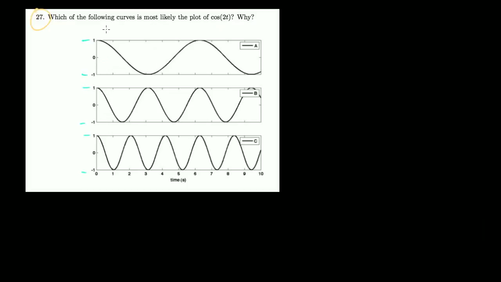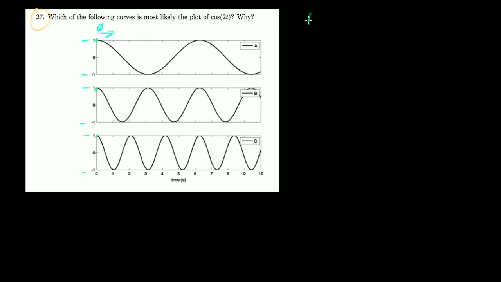We also could look at the phase shift. But if we look at this again, all of these cosines at time equal to 0 equal 1. So it doesn't make sense to ask which one of these cosines doesn't have a phase shift, because none of them have a phase shift.